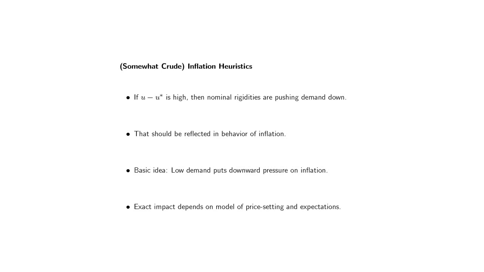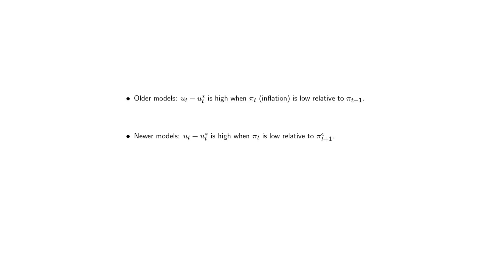Now, the problem with this is always it depends on the exact model. It depends on the exact model of price setting you have, the exact model of expectations, how the sluggishness described actually plays out. But I'll describe two different kinds of models here, and I'll talk about how that works. So the older macroeconomic models, the gap between unemployment and the natural rate of unemployment is high when inflation is low relative to past inflation.